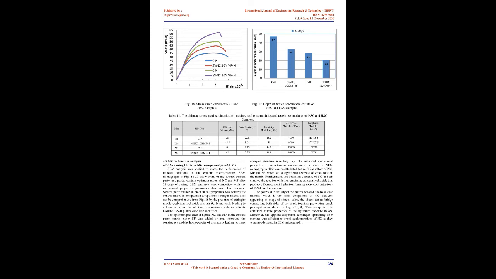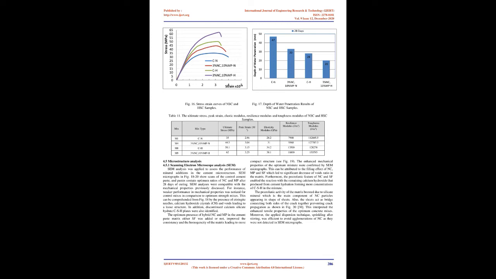4.3.5 Stress-strain behavior. The stress-strain behavior of NSC and HSC control and optimum mixes are shown in Fig 16 after 28 days of curing. The ultimate stress, peak strain, elastic modulus, resilience modulus, and toughness modulus are shown in Table 11. It is clear that the elasticity modulus and peak strain of optimum mixes increased slightly compared to control mixes. The percentages of increase in elasticity modulus was 10% and 11% in case of NSC and HSC samples, respectively.